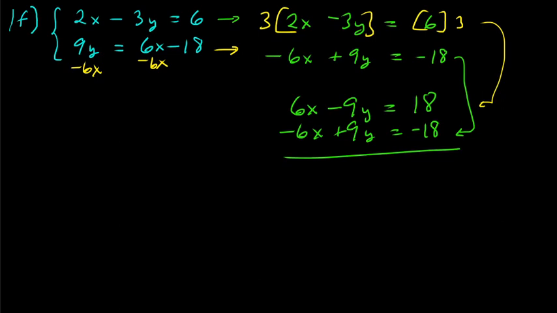So when we add these together, what do we get? 6x minus 6x is 0. -9y plus 9y is also 0. And 18 minus 18 is also 0. So we get 0 equals 0, which is correct. 0 is the same as 0. This is true. This is a true equation, a true statement.